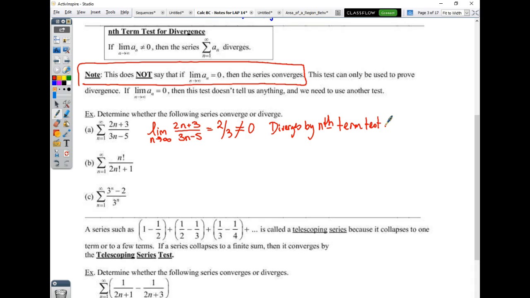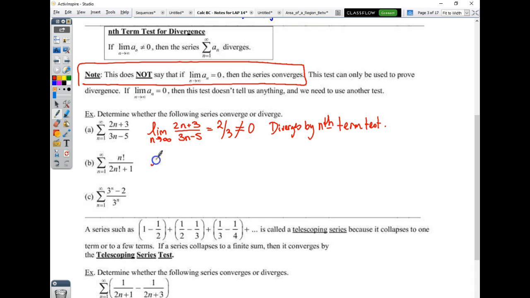Yeah, so a sequence can converge, but the series could diverge. Now, interesting thing, if the sequence diverges, then by nature the series must also diverge. But yes, we can have sequences that converge, but series that diverge. We have a lot of them.